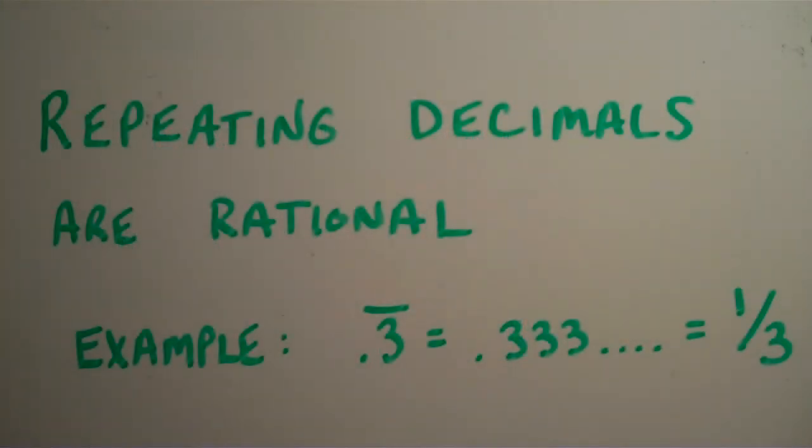Repeating decimals are also rational numbers. For example, the number 0.3 repeating, or 0.3333, and so on, is the same thing as 1/3, which again is the ratio of two integers.